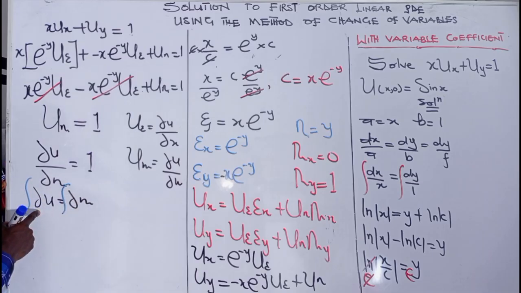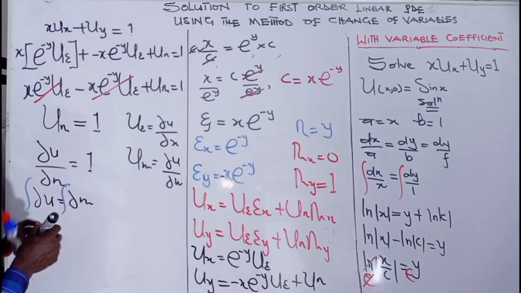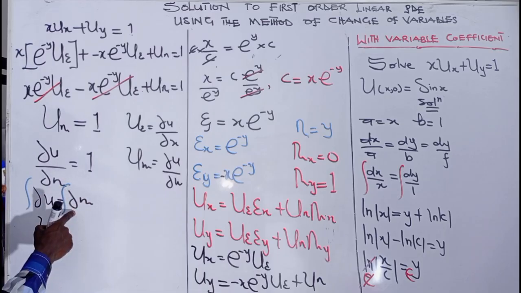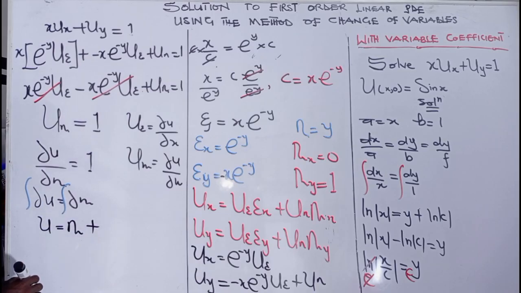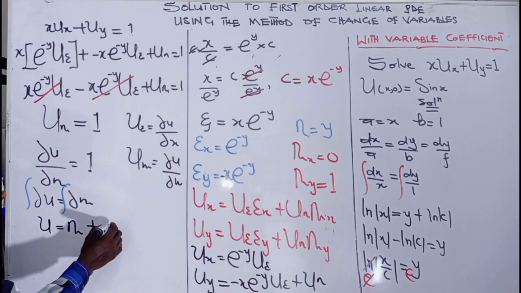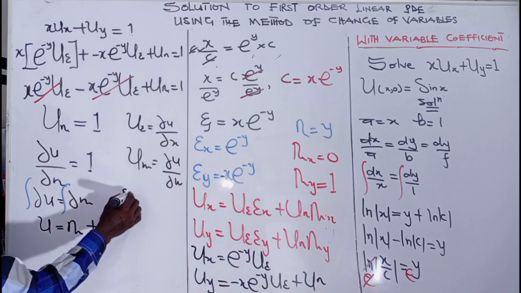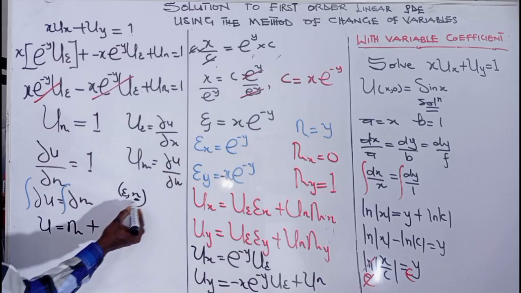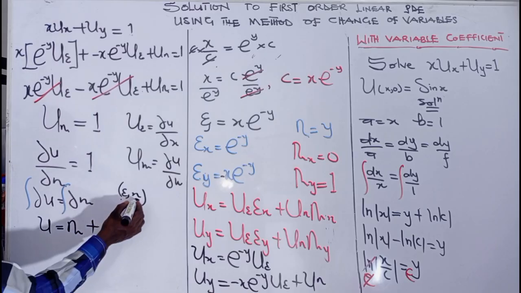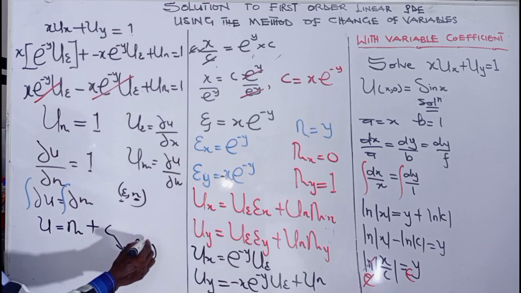So when we integrate del u, we are going to get u. And then when we integrate del eta, we are going to get eta. Then we add our constant of integration, that is C. Since we are looking at xi and then eta, when we are integrating with respect to eta, any function of xi becomes a constant. So our constant is going to be a function of xi.